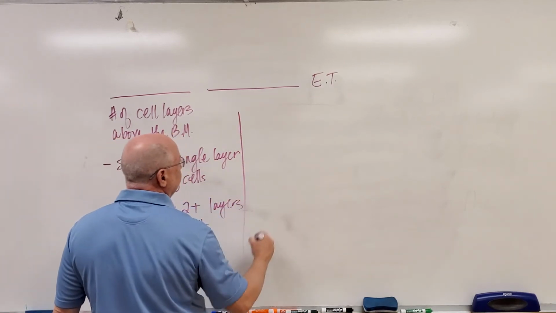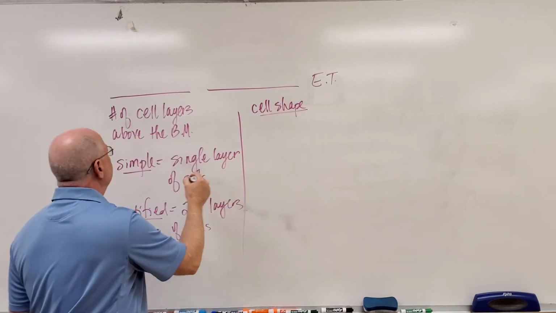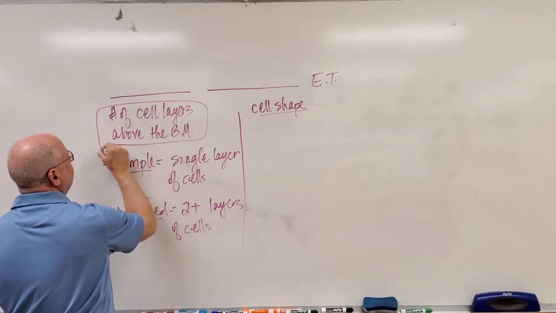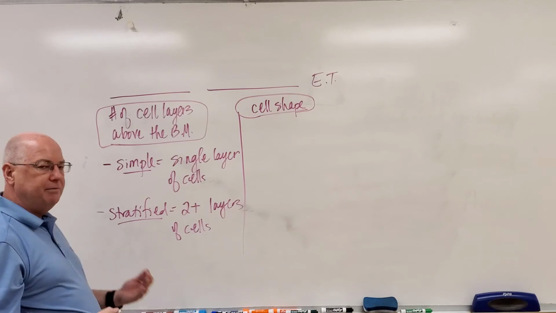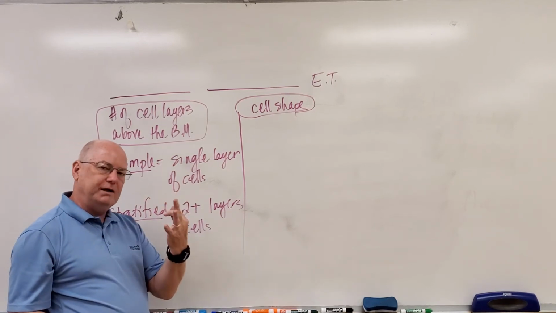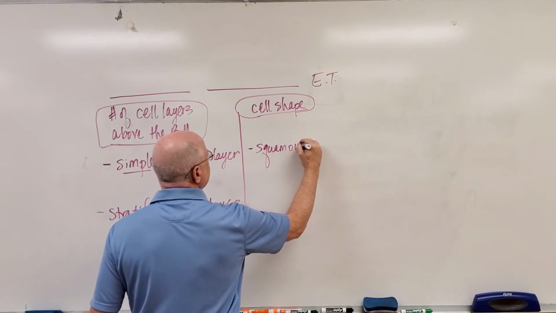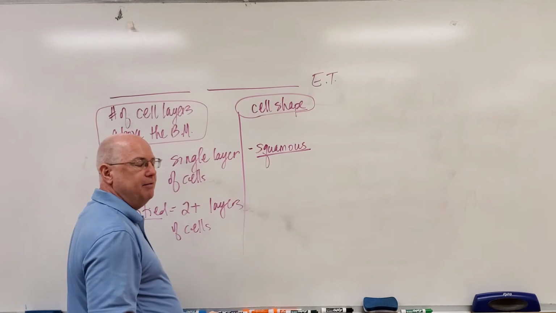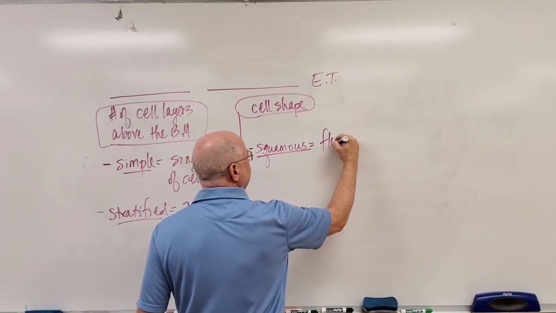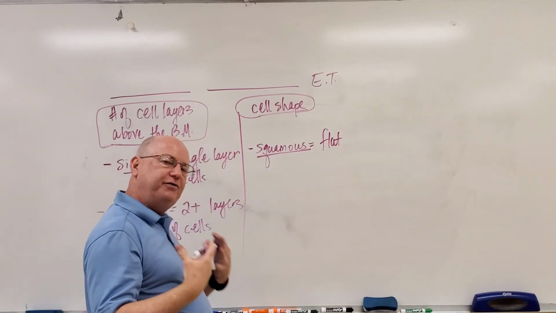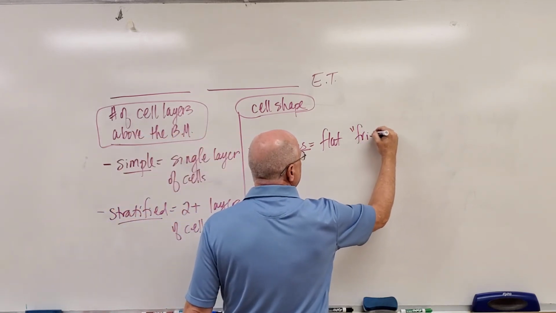The second word in the name of the tissue tells you the cell shape. Now I'm going to start real basic and then I'll get a little bit more complex, okay? So this tells you the number of cell layers. The second word tells you the shape of the cells. When it comes to epithelial tissues, there are three basic shapes that we could look at. One of those shapes is said to be squamous epithelium. S-Q-U-A-M-O-U-S, squamous. Squamous means squished or squashed, or it means flat. These are very flattened cells. They're very thin. I like to think of them as fried eggs.